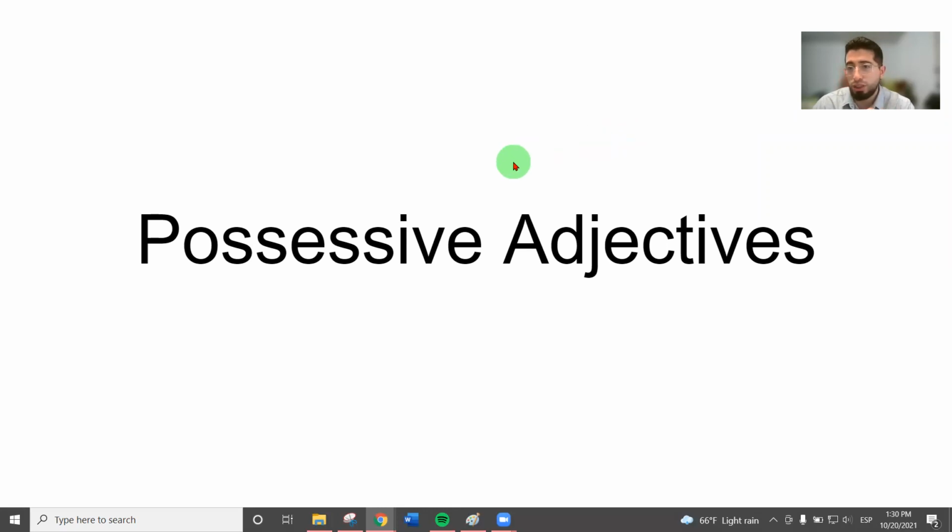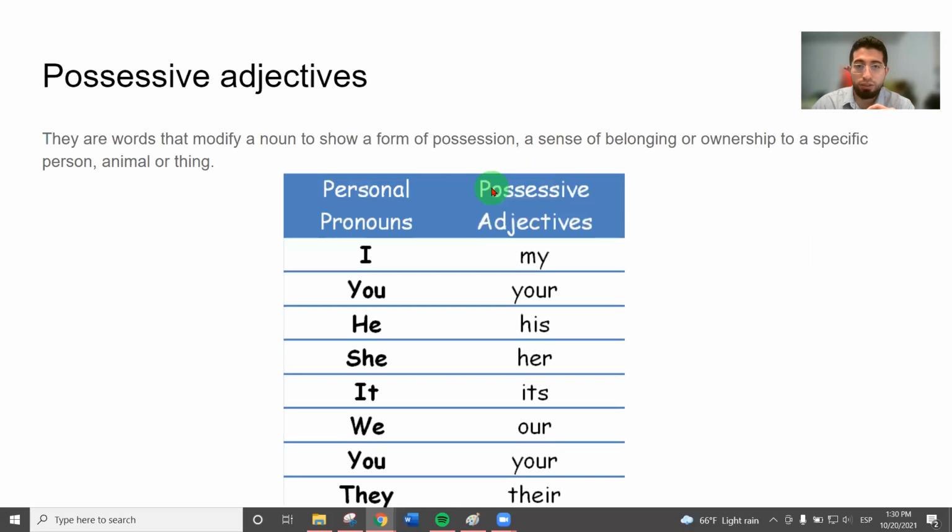Ahora chicos, vamos a ver los adjetivos posesivos and some other types of pronouns, y algunos tipos de pronombres que existen en inglés. ¿Listo chicos? So let's start with the possessive adjectives. Empecemos con los adjetivos posesivos, ¿ok?